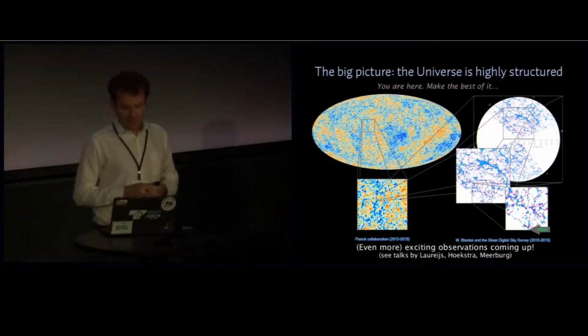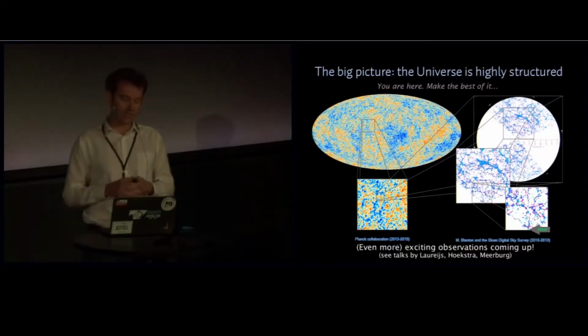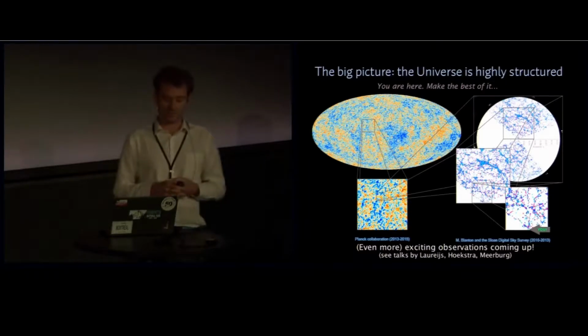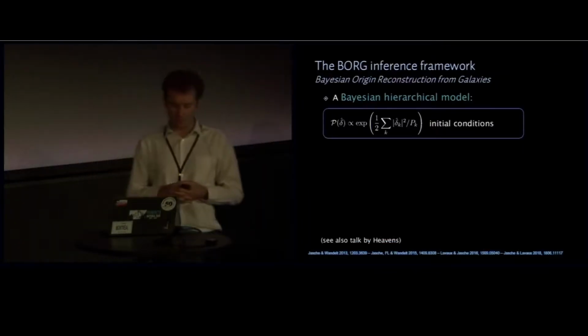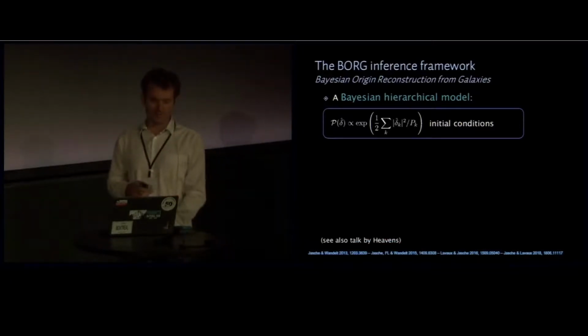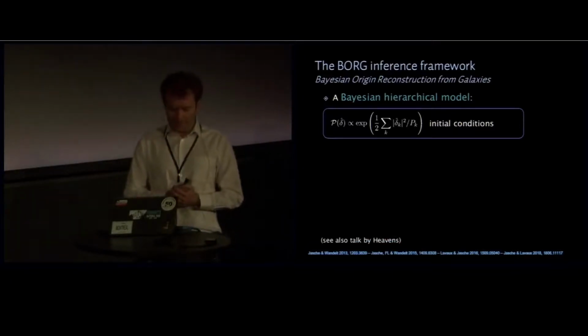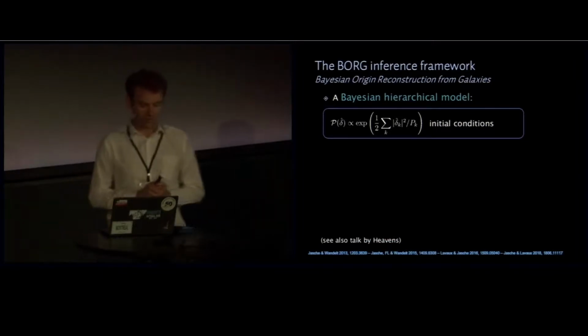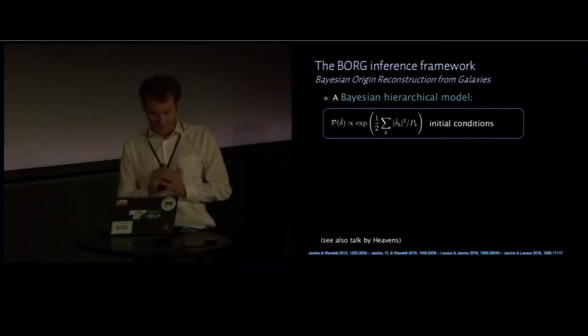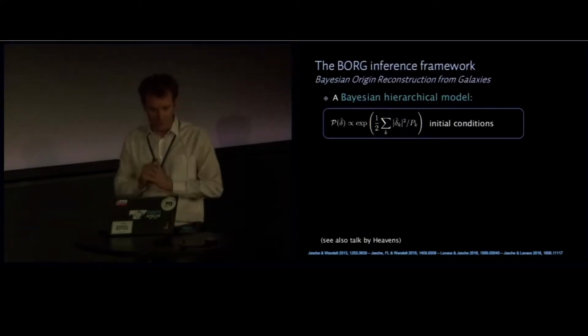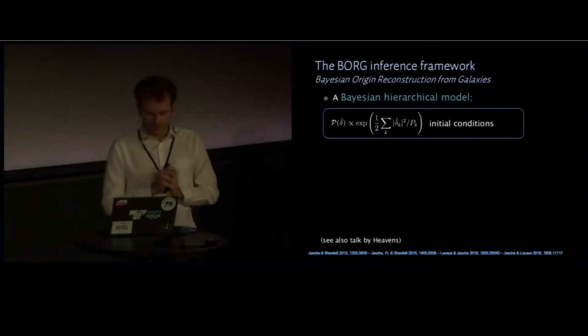Let me just, in one slide, tell you about the approach that my collaborators and I have been developing over the last few years. This is called BORG, which stands for Bayesian Origin Reconstruction from Galaxies. It's an inference framework in the form of a Bayesian hierarchical model. Fortunately for me, Bayesian hierarchical models were mentioned this morning by Alan Evans, so I don't have to give too much of an introduction on the statistics part. Let me describe this model.